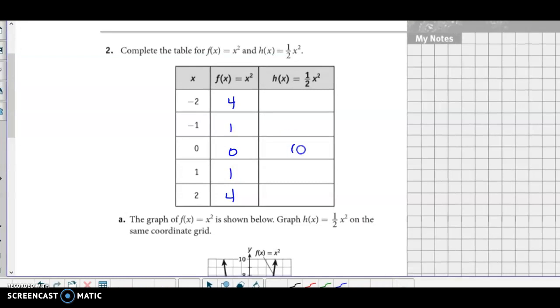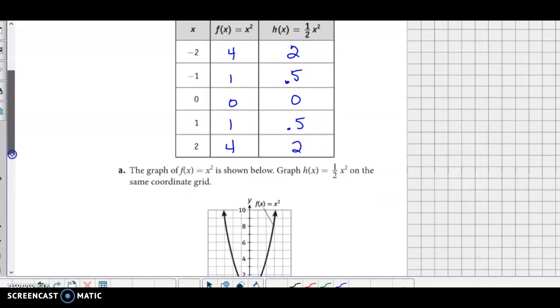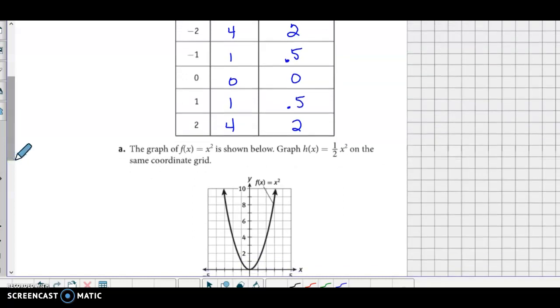So when we look at that, 0.5, 0.5, this is going to be 2 and 2. So the reason that happens is because now we are not counting up as high. We're still going to count over 1, but now we're only going to count up a half. We're going to count over 2, but now we're only counting up 2 instead of that 4 that we did previously. So this is what we call a vertical compression, or a vertical shrink.